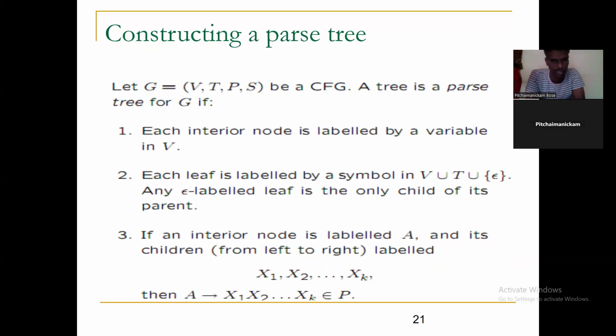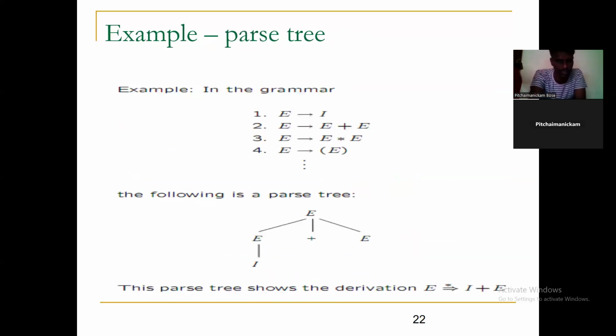So how are we going to construct the parse tree? Let G = (V, T, P, S). Already we know V is a variable, T is a terminal, P is a production, S is the start symbol, and a tree is said to be a parse tree under three important conditions. Each interior node is labeled by a variable in V. Each leaf is labeled by a symbol in V union T union epsilon. Any empty-labeled leaf is the only child of its parent. If an interior node is labeled by A, its children are arranged from left to right as X1, X2, X3, up to Xn.